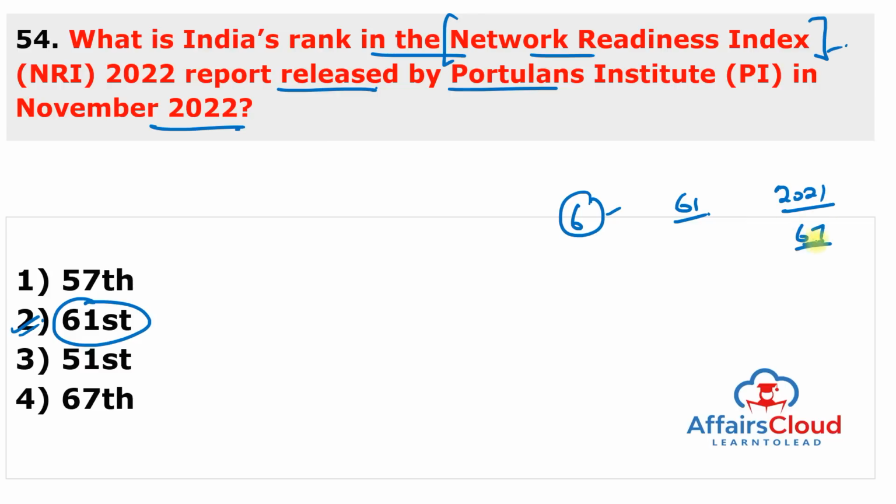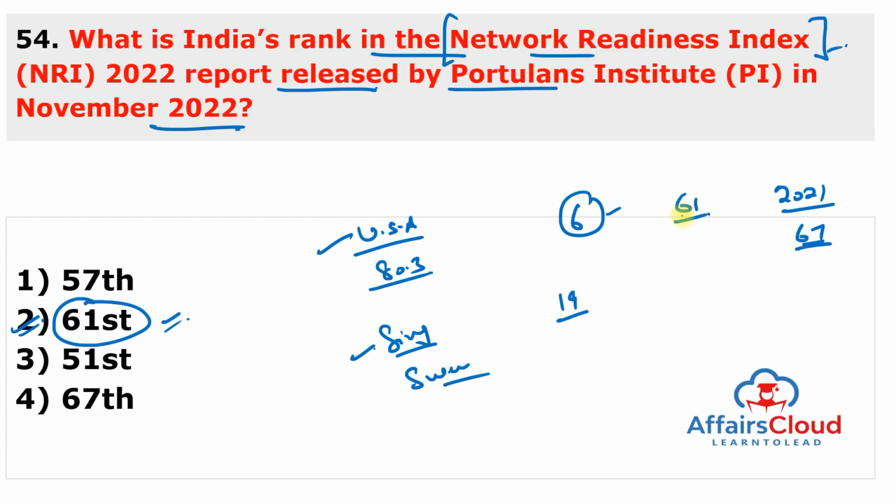India's rank was 67. And India's total score also increased to 19 in 2022. The index has been topped by the United States of America as the most network ready society with an overall score of 80.3, and it is followed by Singapore. It means second rank goes to Singapore and third rank goes to Sweden. So first is USA, second is Singapore, and 61st rank is India.